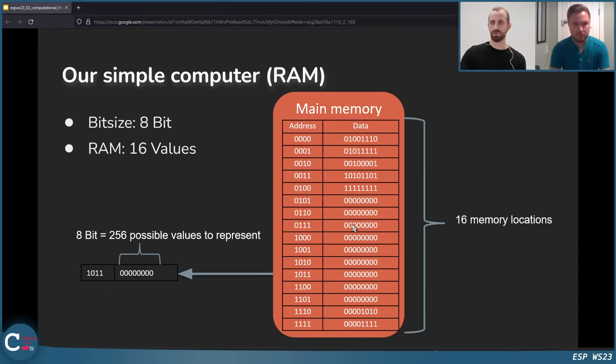And these are the memory locations here. So we have 16 memory locations. And as you already might have seen, here is some data in the beginning. Then there's no data inside, and here is data again inside, which has a meaning, of course, and we will come to it in a few slides.